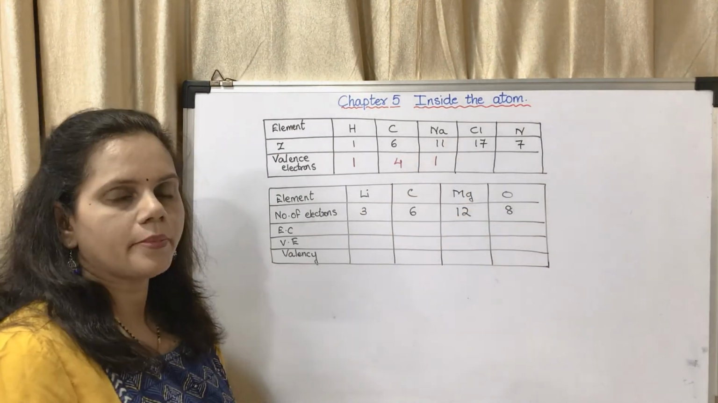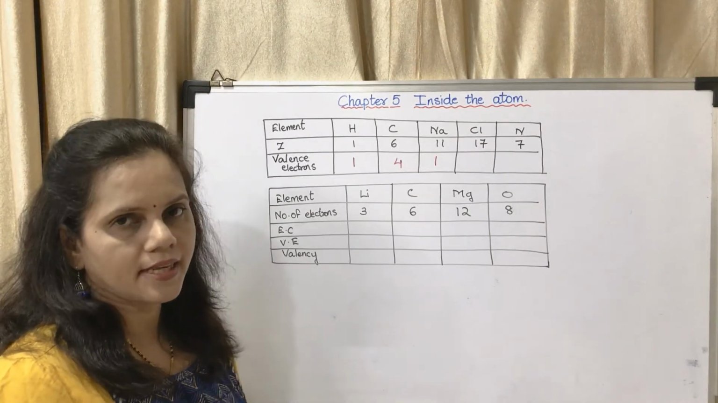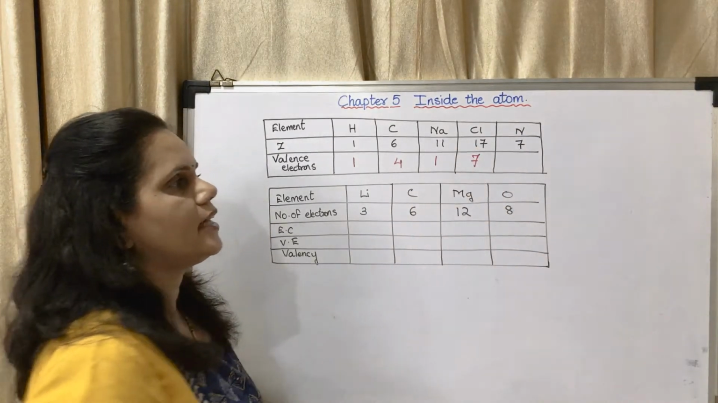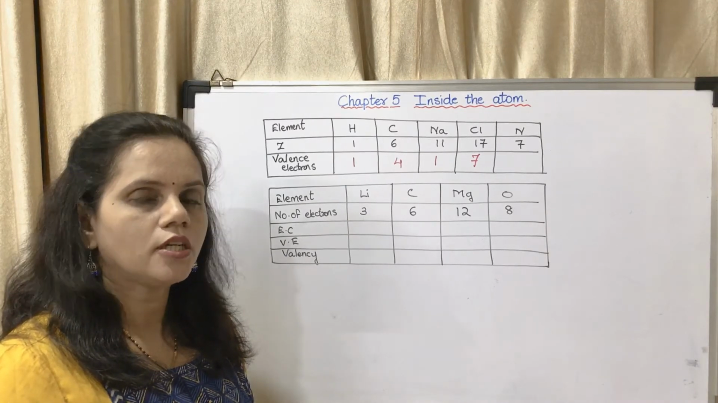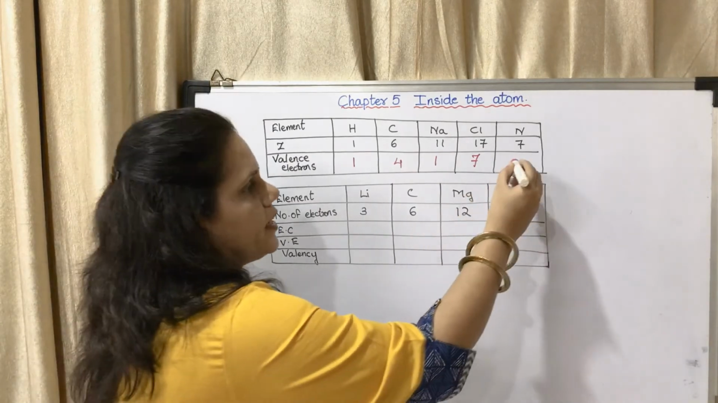Cl, atomic number 17, electronic configuration 2, 8, 7. How many in the outermost shell? 7. Nitrogen, atomic number 7, electronic configuration 2, 5. So how many in the outermost shell? 5.